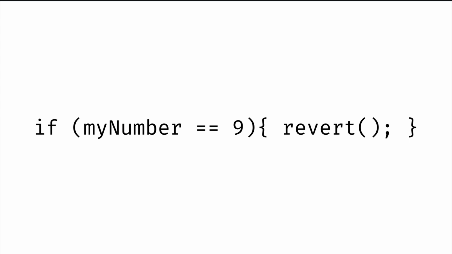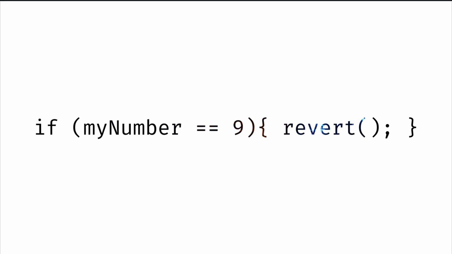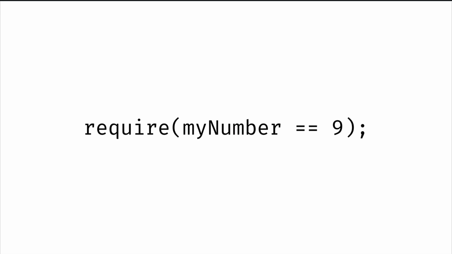And since this is such a common pattern to check if something, then revert, Solidity has its own keyword for this. We can just write require random number is 9. This is the same thing as what we had before here. It's just a shorter way to write this.